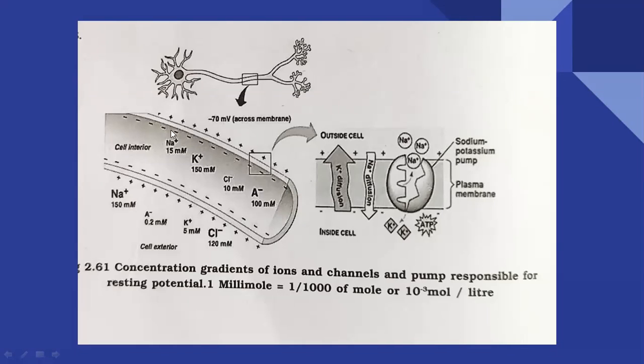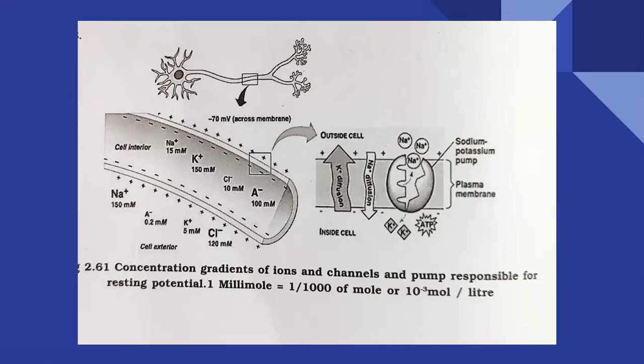So inside, a negative condition will be there, and outside, a positive condition will be there. These conditions will be changing when the neuron is doing work, or when the neuron is propagating an action potential. What will happen is that the inside minus 70 millivolts condition will be changed to plus 30 millivolts. So the inside of the cell will go from a negatively charged condition to a positively charged condition.